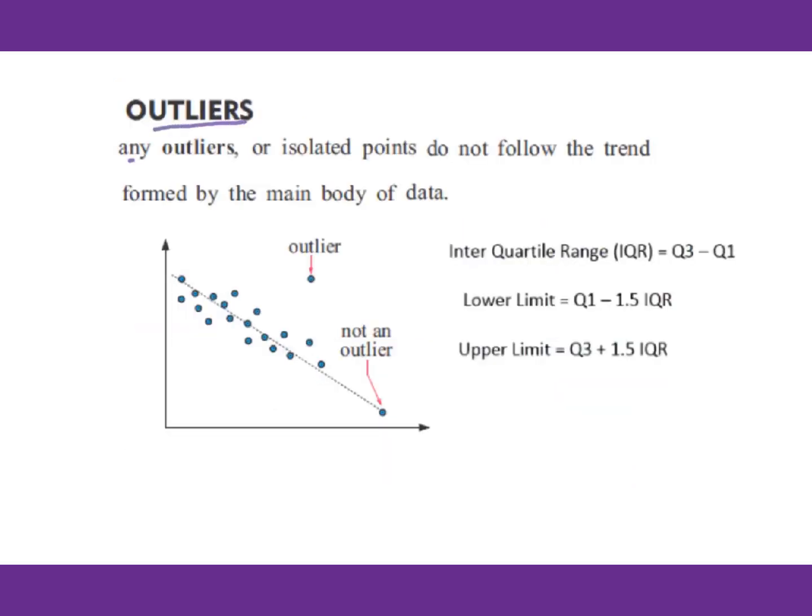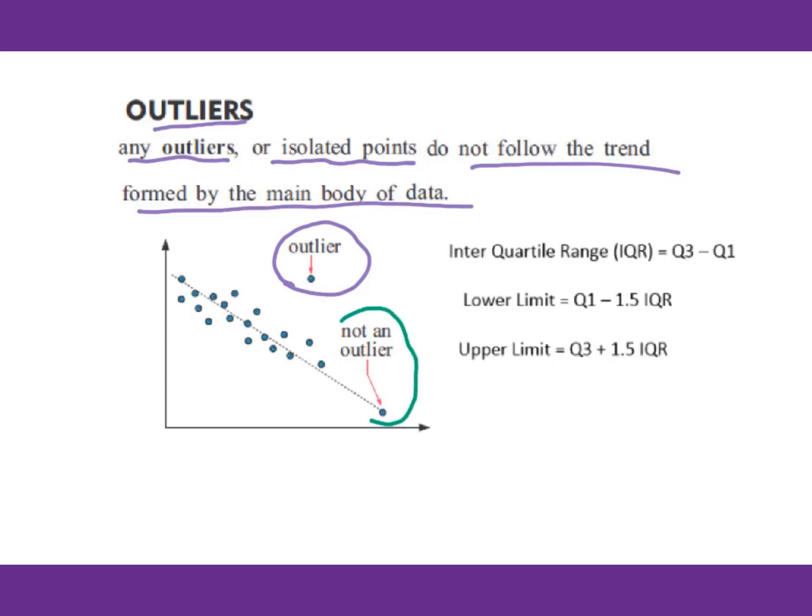Outliers. Any outliers or isolated points do not follow the trend formed by the main body of data, like this one. This point is not an outlier because it follows the trend. There is a formula to decide whether a data point is an outlier or not. Lower limit equals the first quartile minus 1.5 interquartile range. Upper limit equals upper quartile plus 1.5 interquartile range.